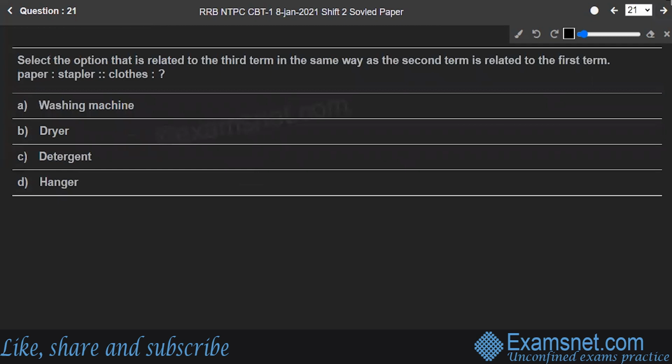Next is question number 21. Select the option that is related to the third term in the same way the second is related to the first. That means these two terms have some relationship, and the same exists between clothes and something else, which you have to find out. Paper and stapler. A stapler is a mechanical device which is used for joining papers together.